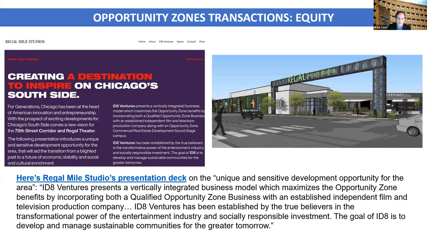Another transaction I thought might be interesting, and we shared this with our Opportunity Zone work in the Chicago team, is a project that is working on an independent film distribution facility on the south side of Chicago, where there are a lot of efforts in Chicago around the parcels that they are working on.